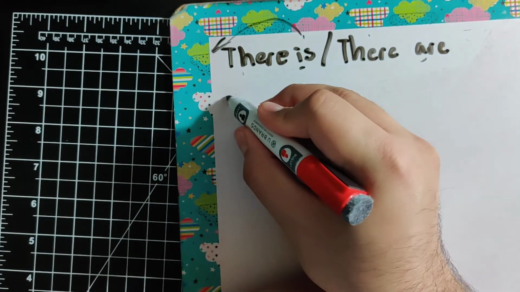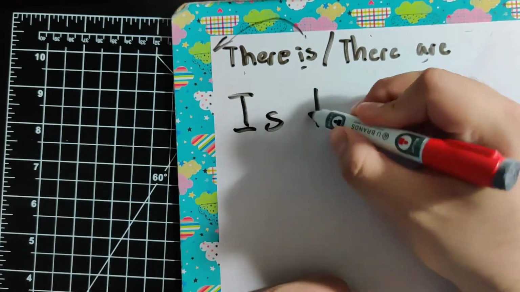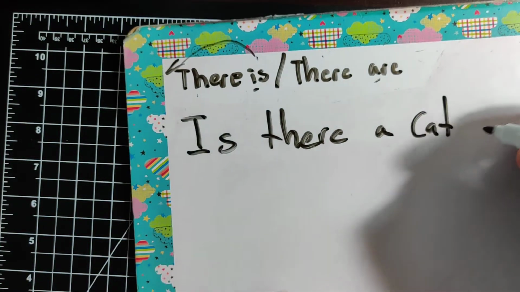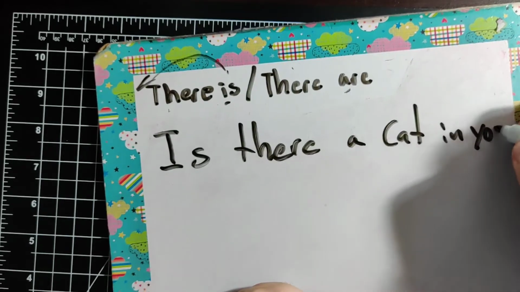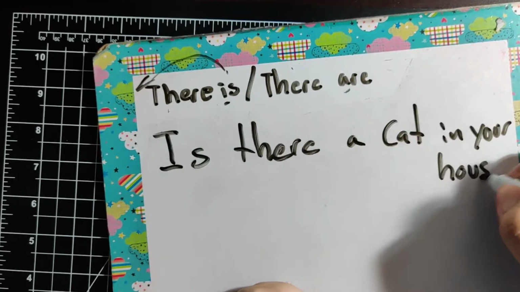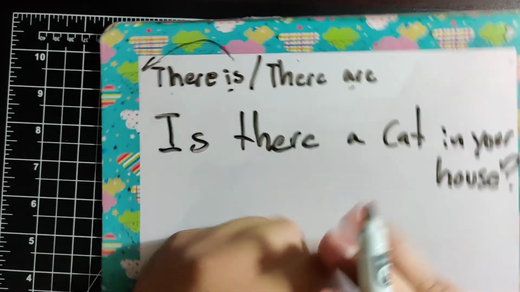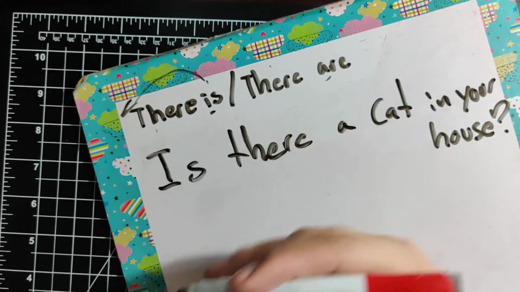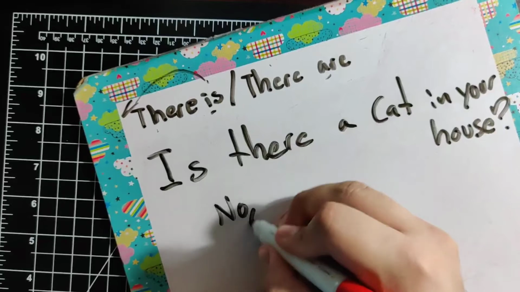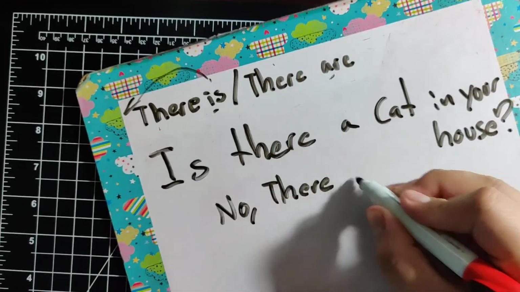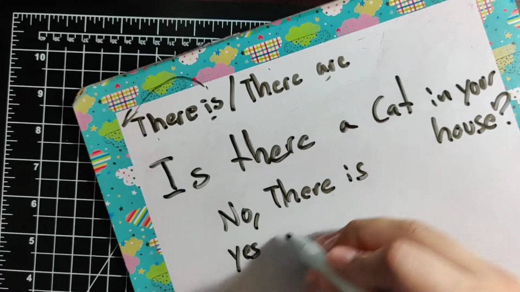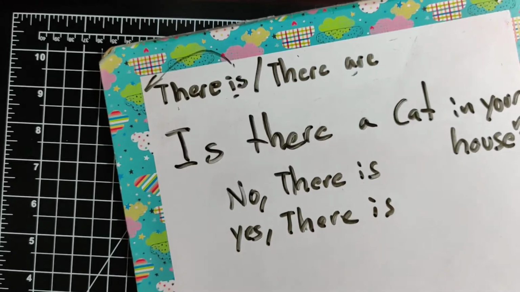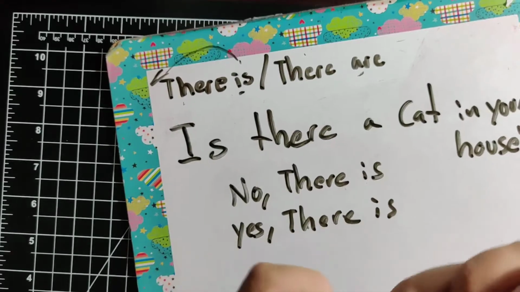Okay? For example, is there a cat in your house? I'm asking you, is there a cat in your house? You're allergic, you don't like them. Well, say, no, there isn't. Or yes, there is. You see? This is how we can use this in question form.